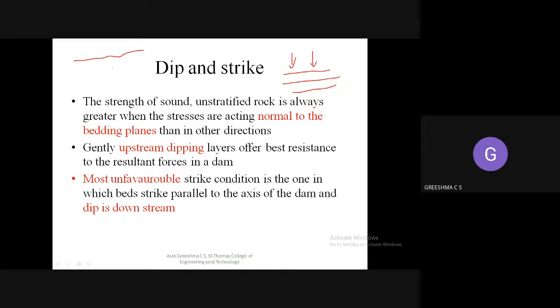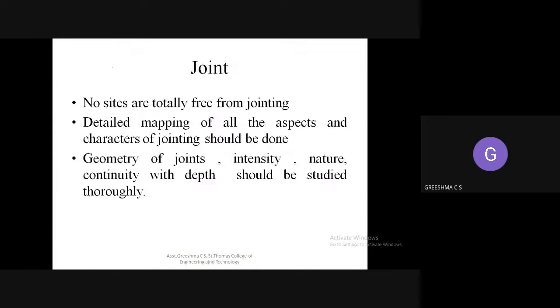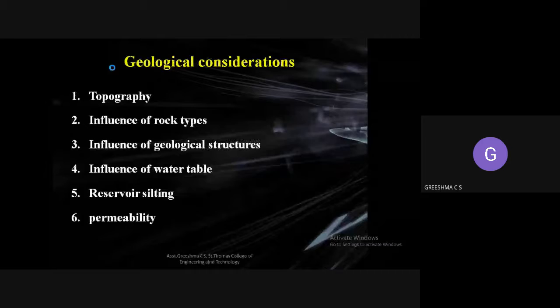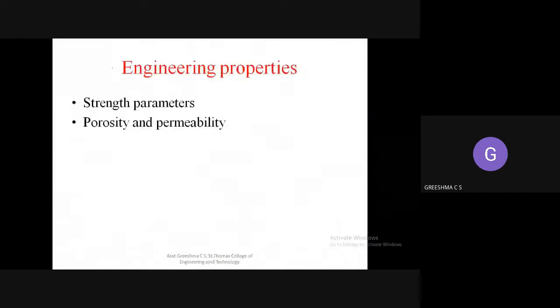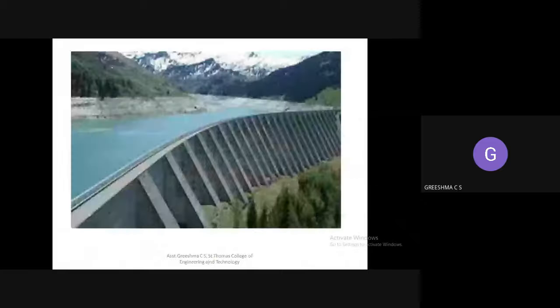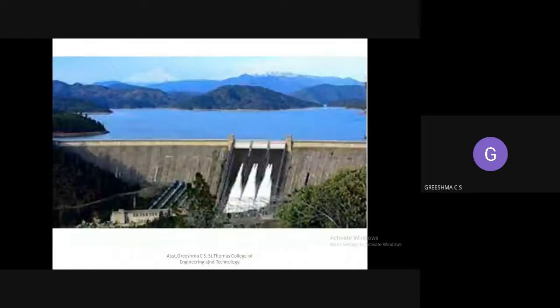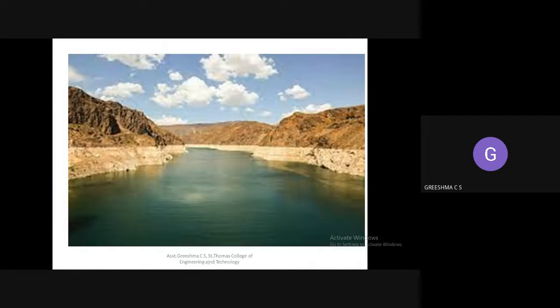Unstratified means, I can show you the picture. See this site here. Here the rock is not stratified. Here the rock is unstratified, that is, the rock has not been deposited layer by layer. Here you can see the rock occurs as a huge mass. So here it is not deposited as layers.